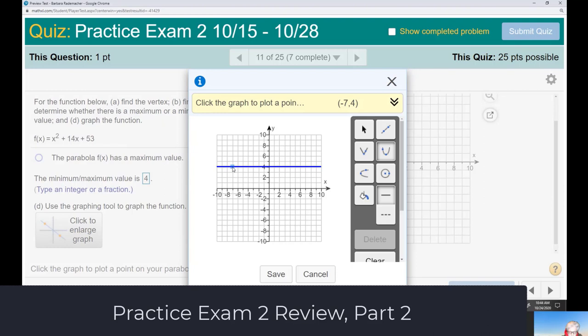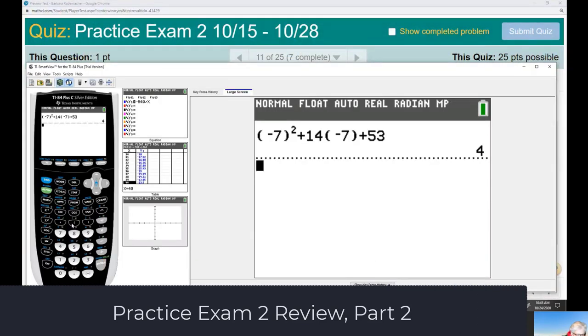Now I forgot to find the other point. If x is negative 6, what is this? So we'll leave this here, and I'm going to just run over to a piece of paper because I forgot to find another point. I'm going to plug negative 6 in for every x. Parentheses, negative 6 squared plus 14, parentheses, negative 6 plus 53.